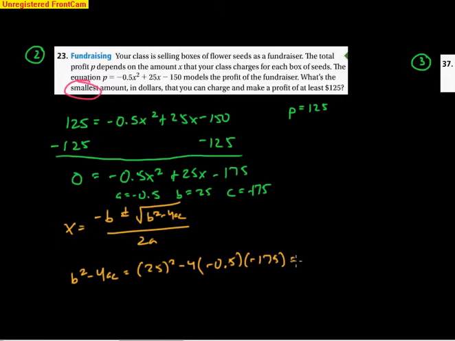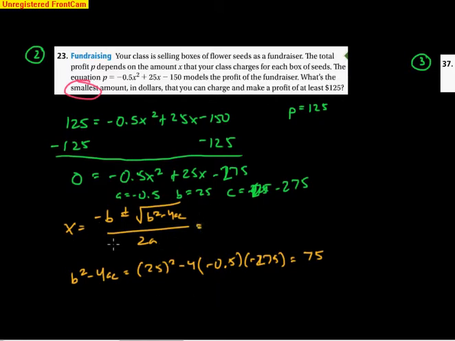I'm sorry. We need to fix this. This is 275. I apologize. Fix this right now. 275. Make sure you fix this, all right? Your answer will be off. So 275. I apologize. So negative 275, and I get 75. Okay? So that's my discriminant.